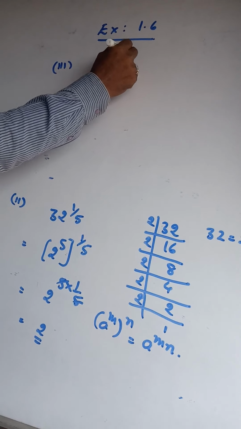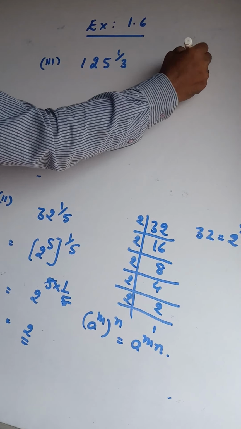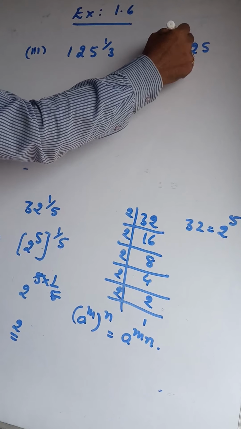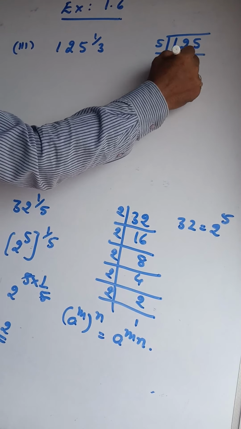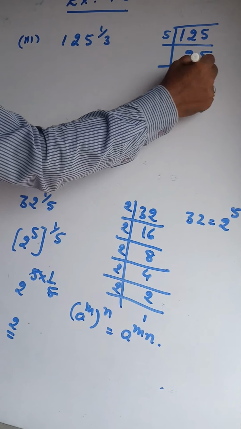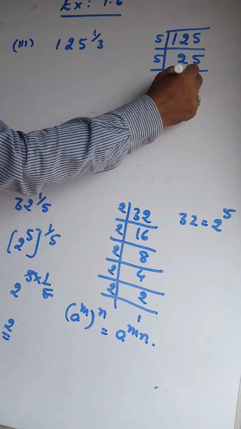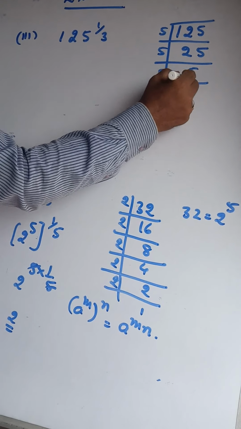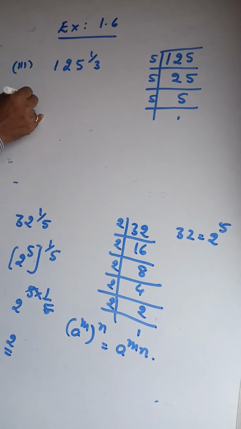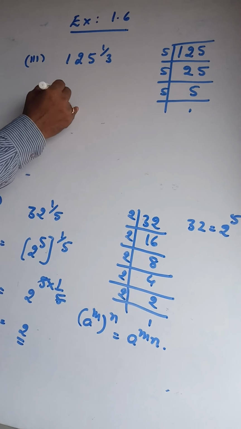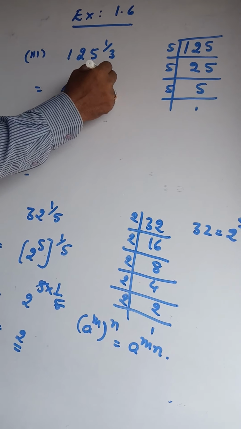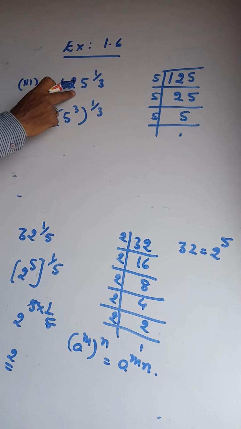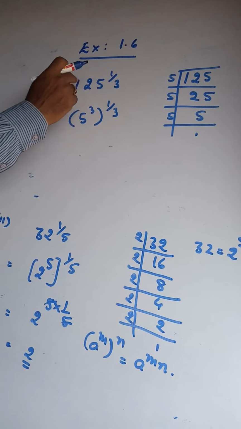25 raised to the power 1 by 3. The factors of 125 are here: 5 2s are 10, 5 5s are 25, 5 5s are 125, and 5 1s are 5. That means 125 can be written as 5 raised to the power of 3, whole raised to the power of 1 by 3. In the place of 125 we write 5 raised to the power of 3.